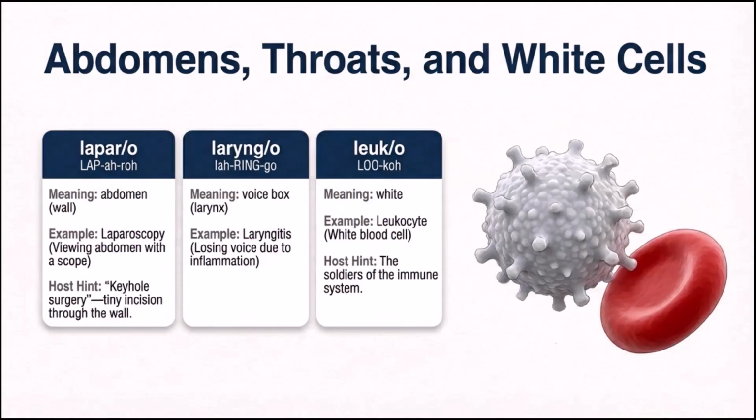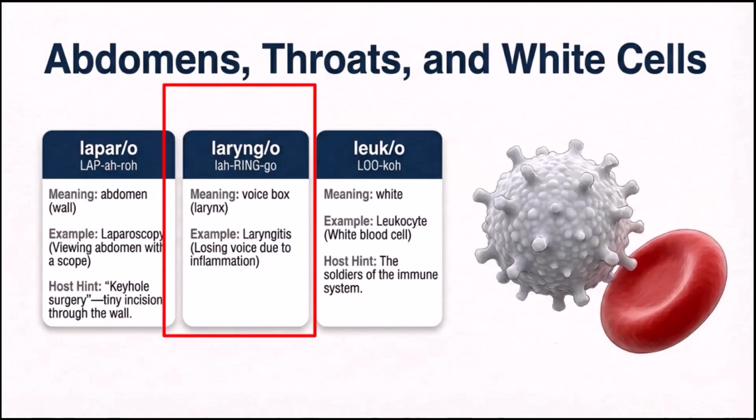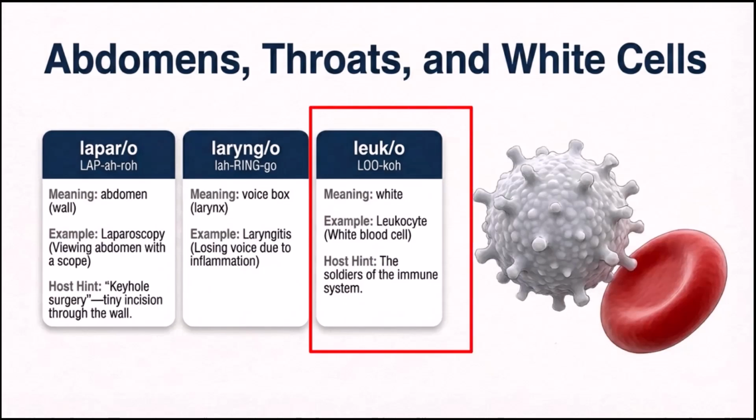Okay, take a breath. Let's keep the pace. Laryngo. The voice box, or larynx. So laryngitis is when you lose your voice because that box is inflamed? Exactly. Leuco. White. We had erythrocyte for a red cell, so leukocyte must be a white blood cell. Your immune system's soldiers?